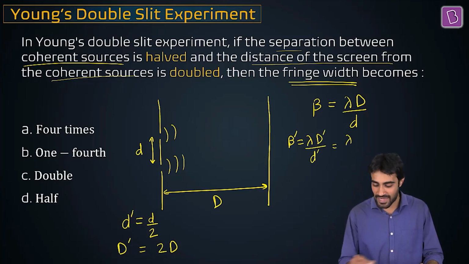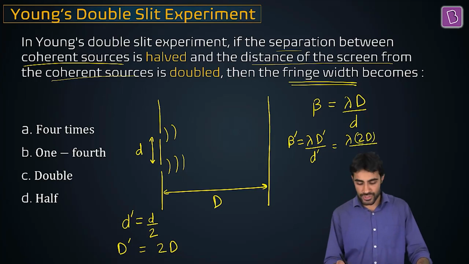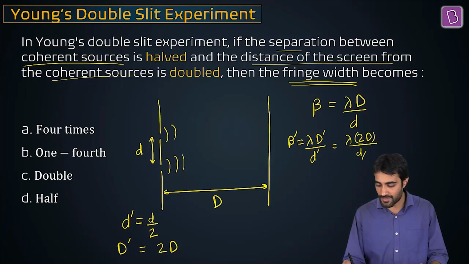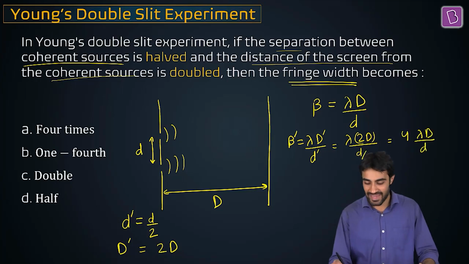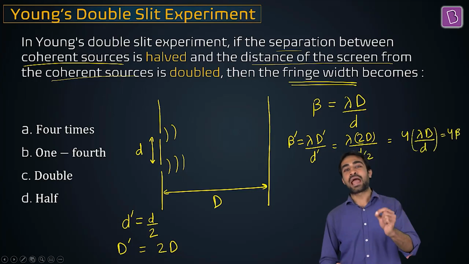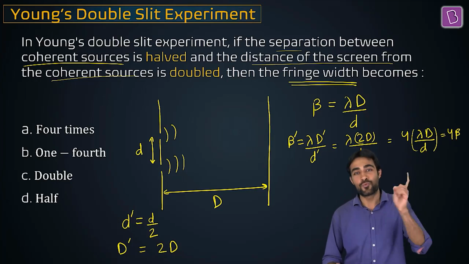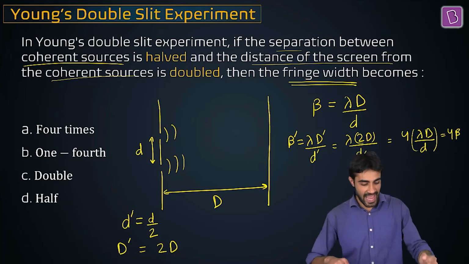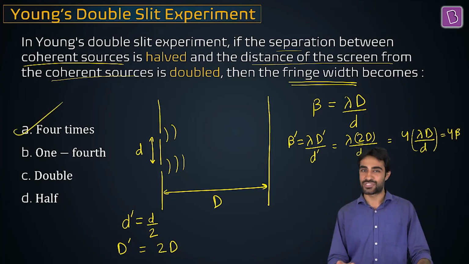Let's put the values. We are getting lambda times D dash, which is twice of D, divided by small d dash. And what is small d dash? Small d dash is small d divided by 2. So we are getting 4 times lambda capital D by small d. Yes, this is 4 times beta, 4 times the previous fringe width. So our new fringe width is 4 times the previous fringe width, and we can mark option A, 4 times, as the right answer for our question.